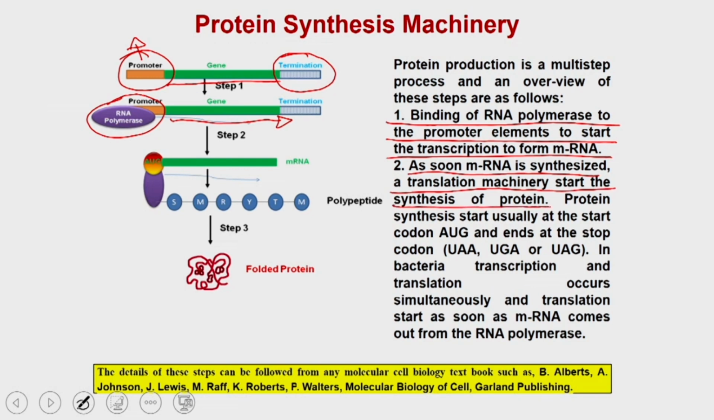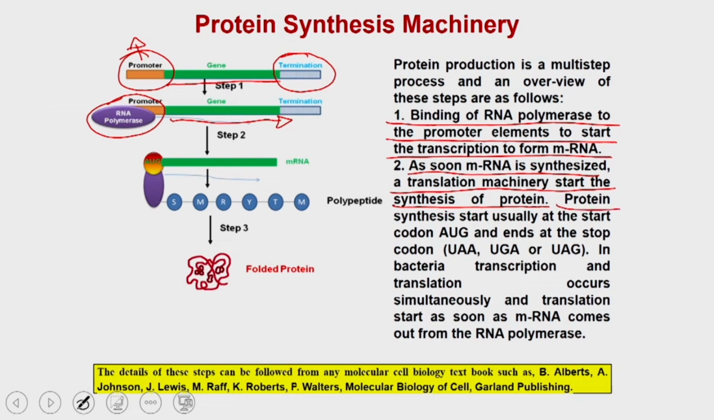In some of the eukaryotic cases, the RNA will be synthesized inside the nucleus, and then this will be transported outside, and that is how the transcription as well as the translation will not be together. Whereas, in the case of a prokaryotic system, once the messenger RNA is formed, the ribosome is going to bind to this messenger RNA and start the protein synthesis.